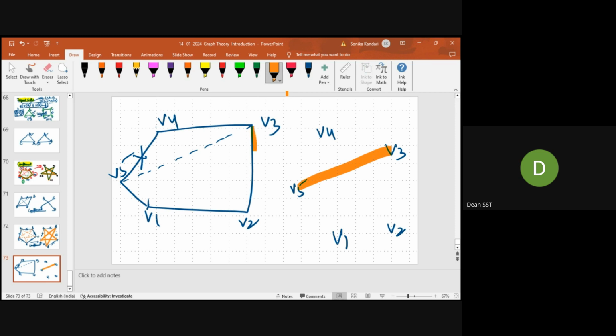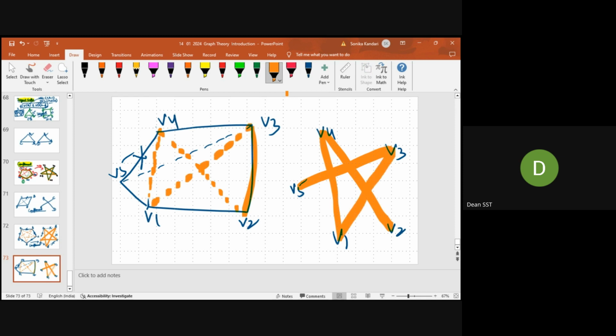I don't need V3, V2. I need V1 to V4. So V1 to V4. Is it clear, class? I need V4 to V2. I need V1 to V3. Fine. Is it clear? I need V5 to V2. And all existing edges are removed.